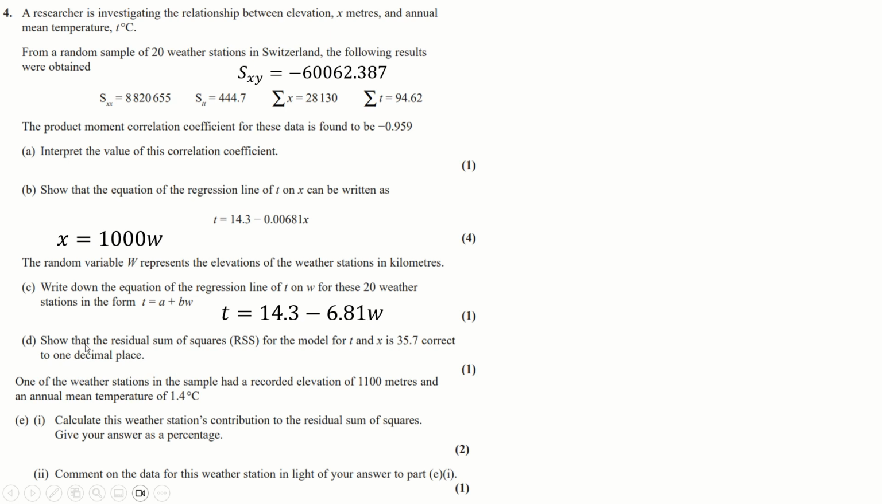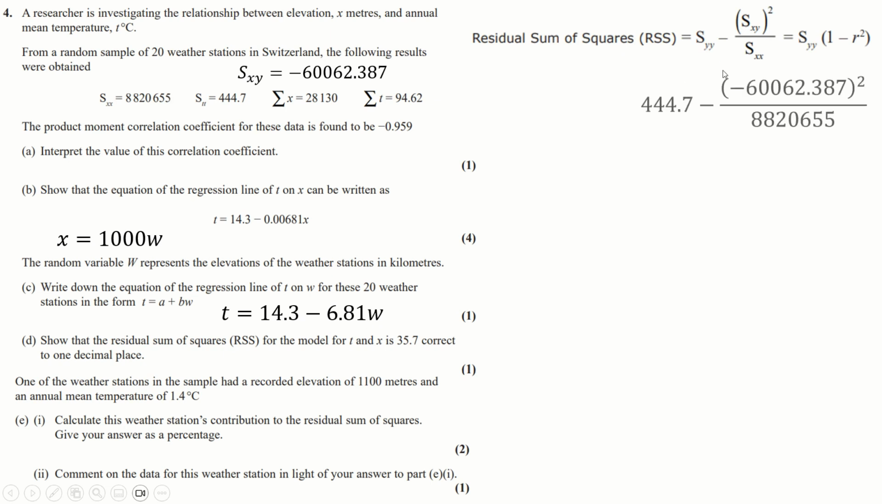And anyway, show this RSS for this model is this. So the formula book, again, tells us how to do this. We've got this one here, which is the Stt, which is that one there. Sxy we worked out before. Sxx we've got here. We can put that in. You could have also used this one instead with r, because they give you r as well, but I just used this one. And you get that for a free mark.